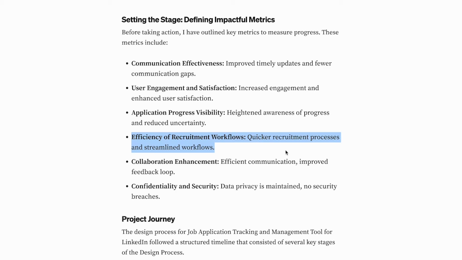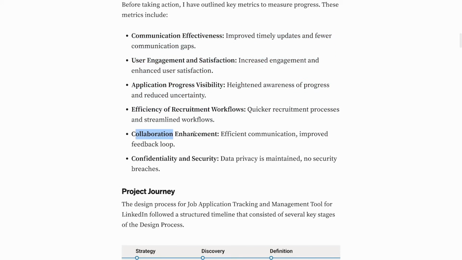All right, this is fine. This is easy to measure. Quicker recruitment process is basically the time taken from somebody who applied to the time somebody got an offer letter. Very easy to measure that. So this is obvious to the person reading, but the others are not. Then communication enhancement: efficient communication, improved feedback loop. This is very similar to communication effectiveness. This is just writing the same point in a different format. I don't see any difference over here.